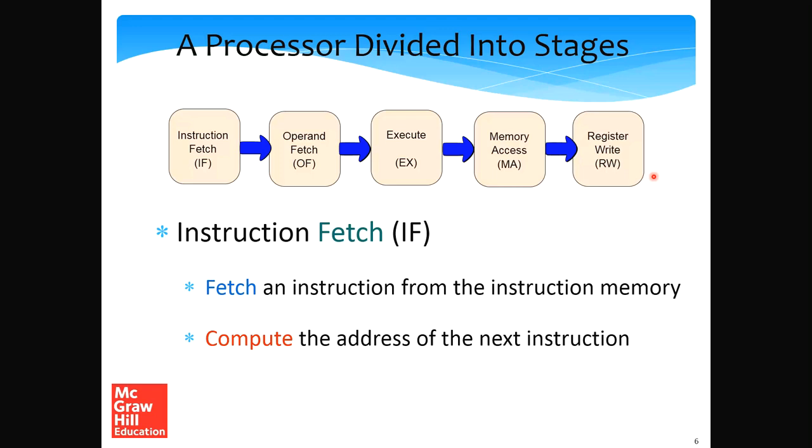So these are the five stages: IF for instruction fetch, OF for operand fetch, EX for execute, MA for memory access, and RW for register write. It's also known as the write back stage, the last stage. So the instruction fetch stage, the IF stage, what does it do? It fetches an instruction from instruction memory and computes the address of the next instruction.